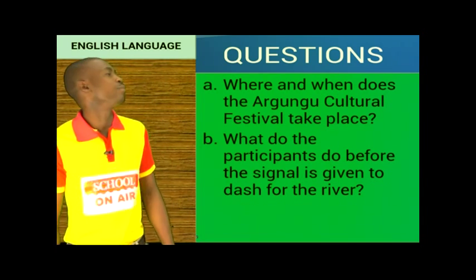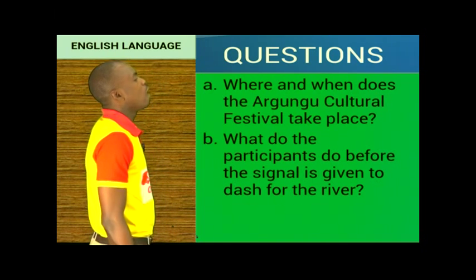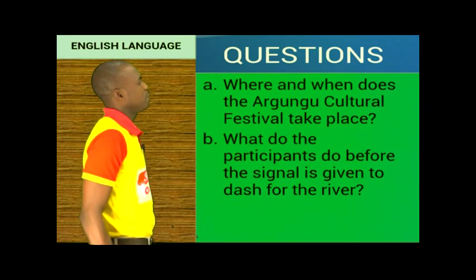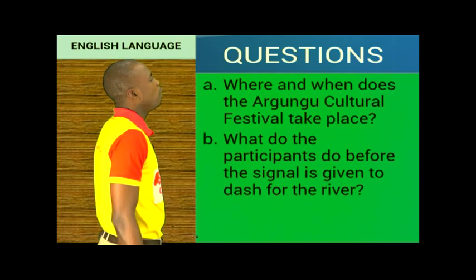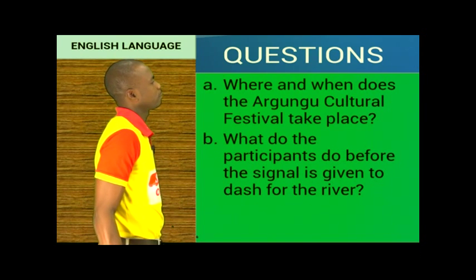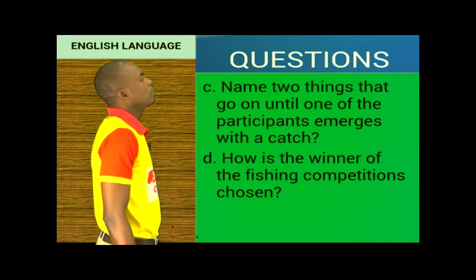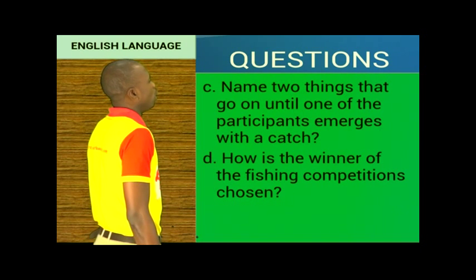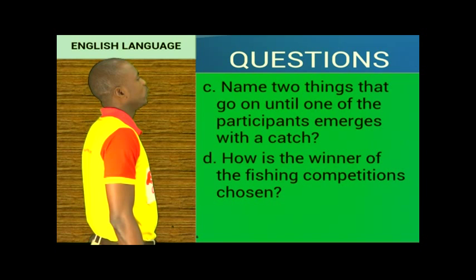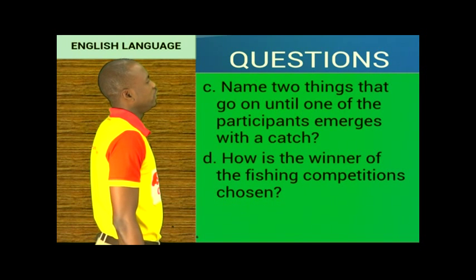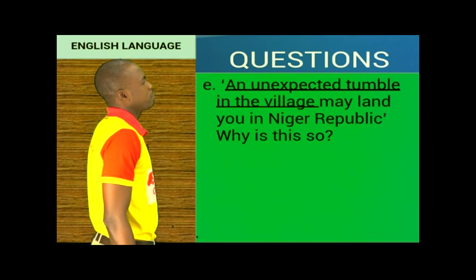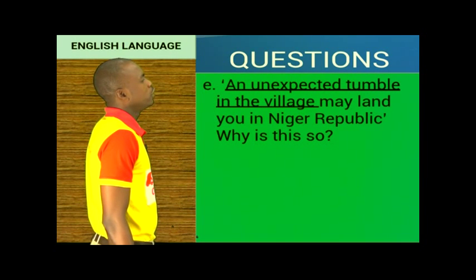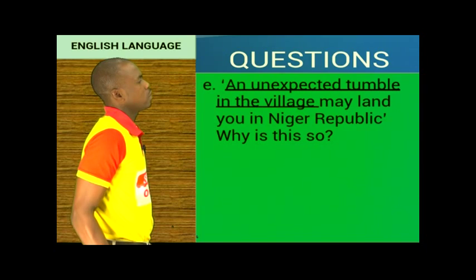Now the questions. Letter A. Where and when does Agugu Cultural Festival take place? B. What do the participants do before the signal is given to dash for the river? C. Name two things that go on until one of the participants emerges with a catch. And D. How is the winner of the fishing competition chosen? E. An unexpected tumble in the village may land you in Niger Republic. Why is this so?